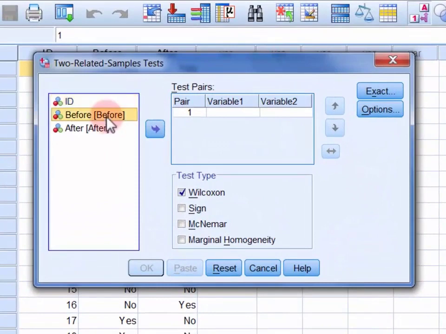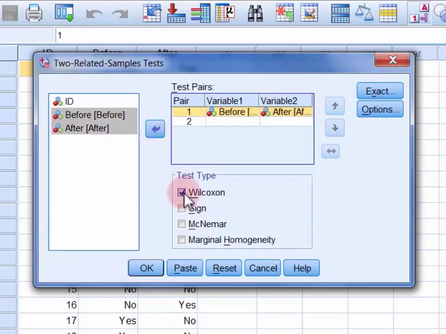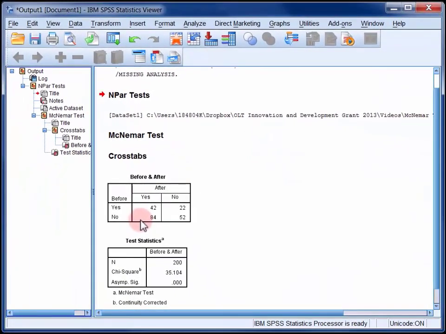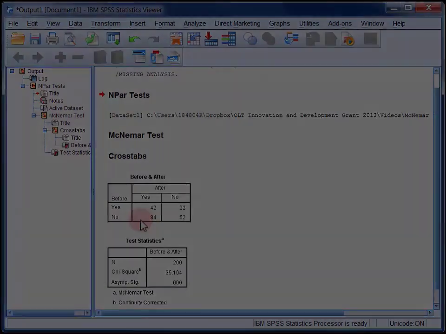Select the first of the 2 variables of interest, and then hold down the Shift key on your keyboard, and select the second, and then move the 2 of them across into the Test Pairs field. Deselect Wilcoxon as the test type, and select McNemar instead, and then click OK, and your output will appear in the SPSS viewer.